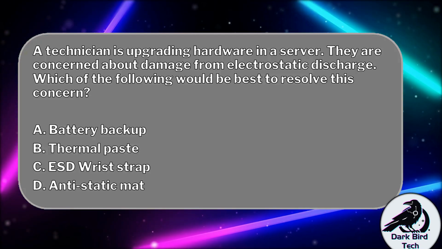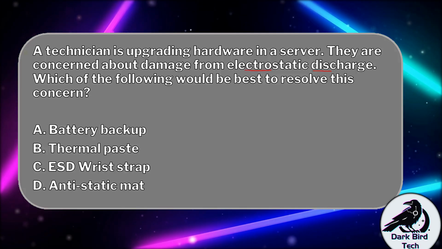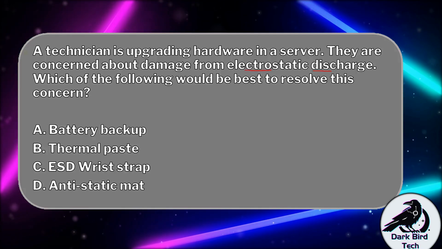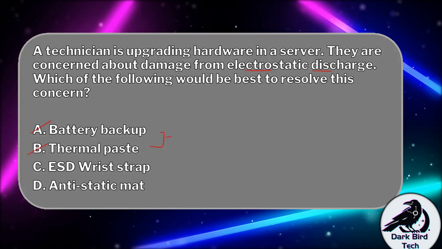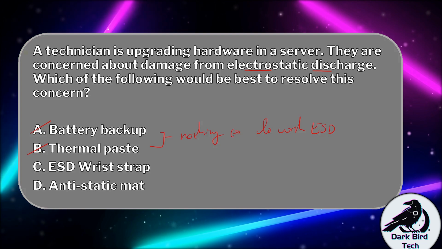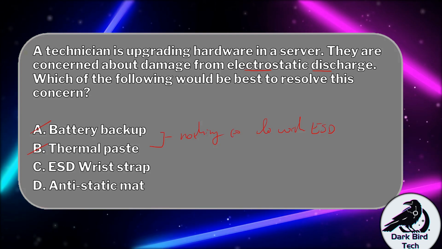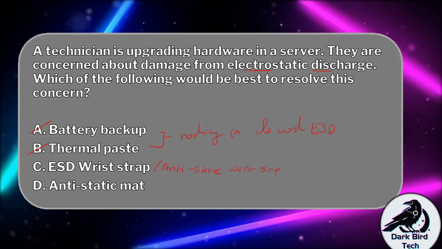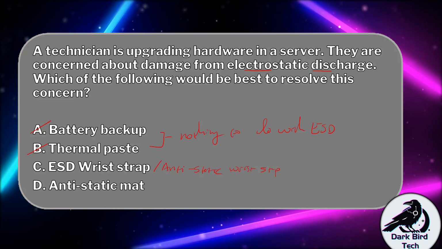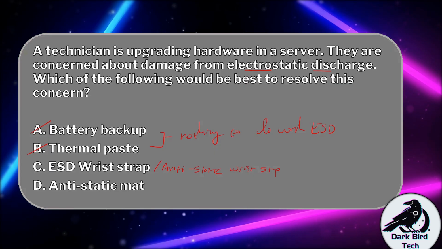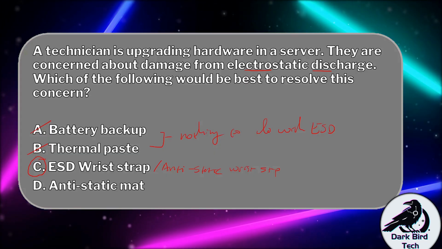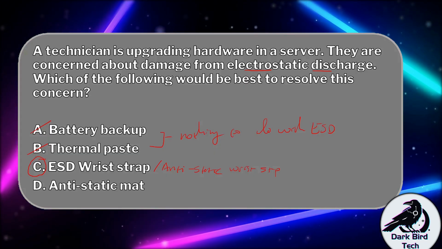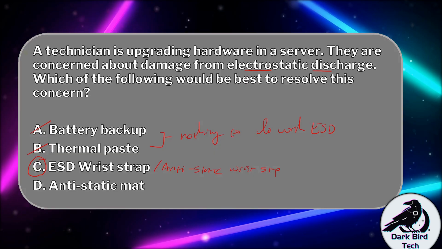So first of all, electrostatic discharge or anti-static protections basically are what we're interested in here. Battery backup and thermal paste have got nothing to do with ESD risks. So that very quickly brought us down to just two options: an ESD wrist strap or anti-static wrist strap, or an anti-static / ESD proof mat. Both would be pretty good, but I'm going to gravitate more towards the anti-static wrist strap because I can clip that wrist strap to the chassis of the server or any other valid grounding point.